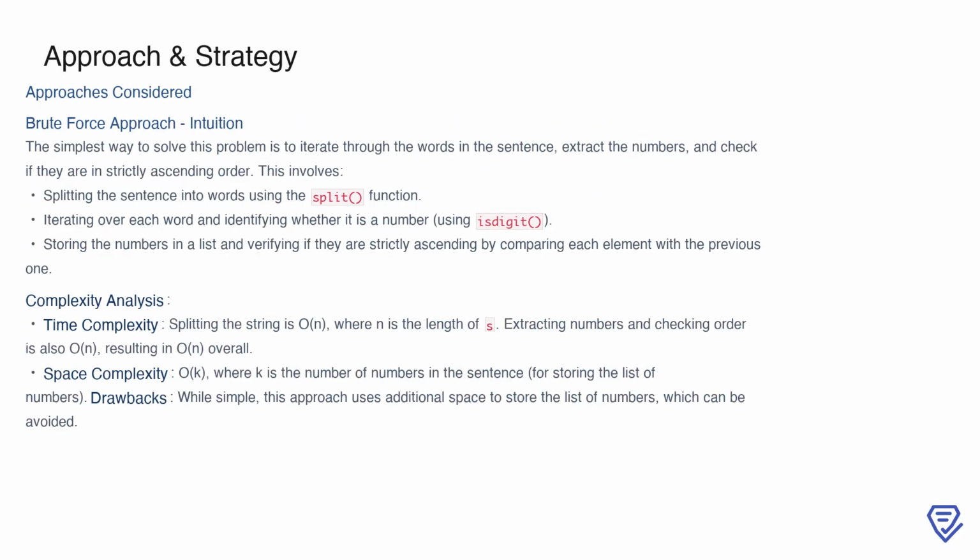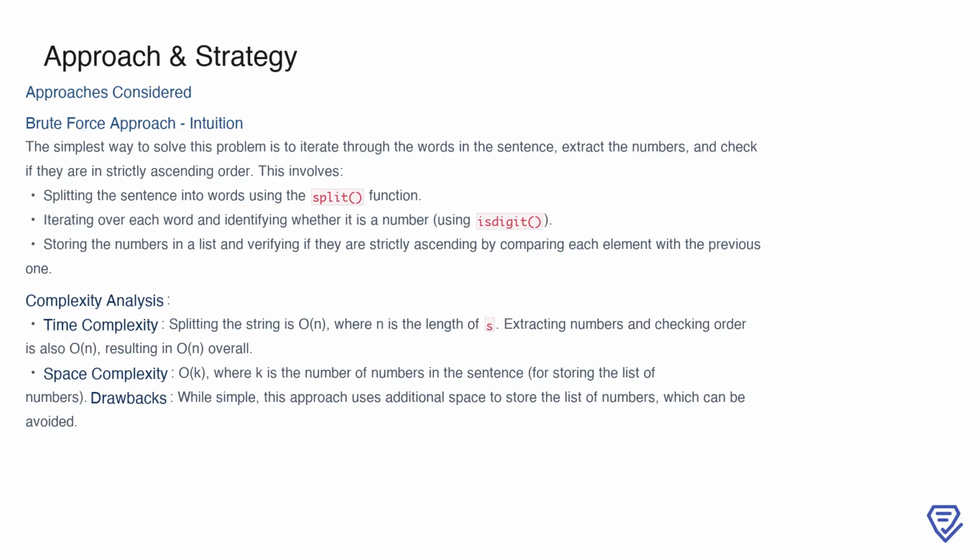To tackle this problem, one of the approaches we can consider is the brute force method. The intuition here is fairly straightforward. We process the sentence word by word, extract any numbers, and then verify if these numbers are in strictly ascending order. The process starts by splitting the sentence into individual words using the split function. Then, as we iterate through the words, we check whether each word is a number by using the isdigit function. If it is, we convert it to an integer, store it in a list, and continue this process for all words. Once we have the list of numbers, we compare each number with the one before it to ensure the list is in strictly ascending order.